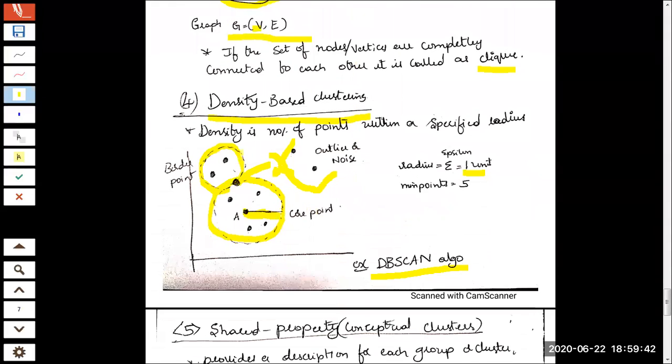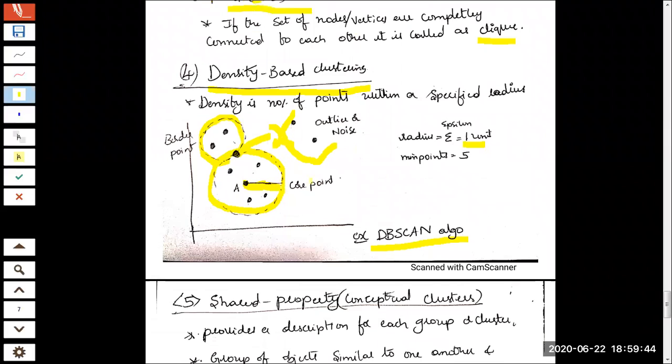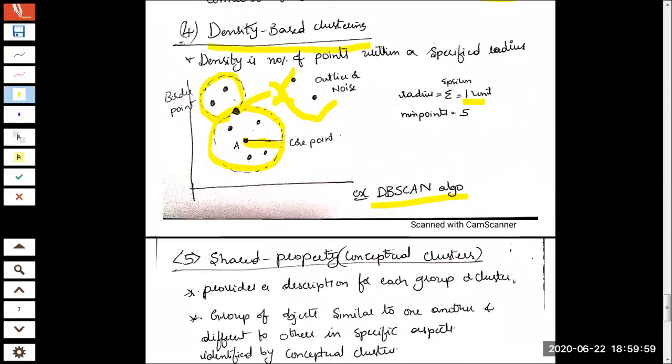Next, we understood the density-based clustering, where we try to measure how many data points are there within a cluster. We also understood what is a border point and the outlier. We understood the algorithm, the detailing of which we will see later.